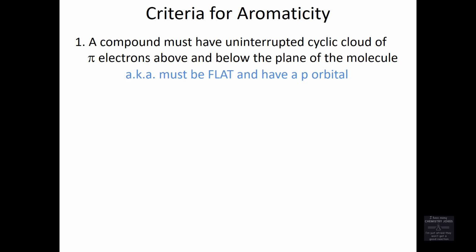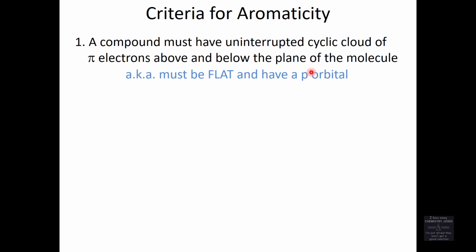Benzene is aromatic, but benzene is not the only aromatic compound that exists. There are lots of aromatic compounds on the face of the planet. In order to be aromatic, a compound must have an uninterrupted cyclic cloud of pi electrons above and below the plane of the molecule. What? It has to be a planar cyclic molecule, and every single atom in that molecule has to be sp or sp2 hybridized, because only when you're sp or sp2 hybridized do you have a p orbital available.